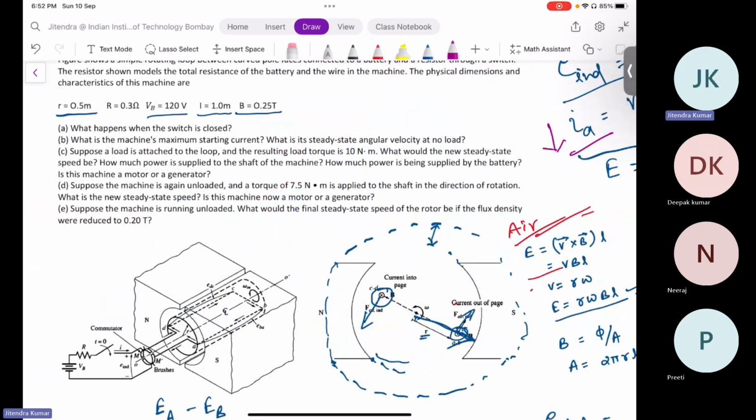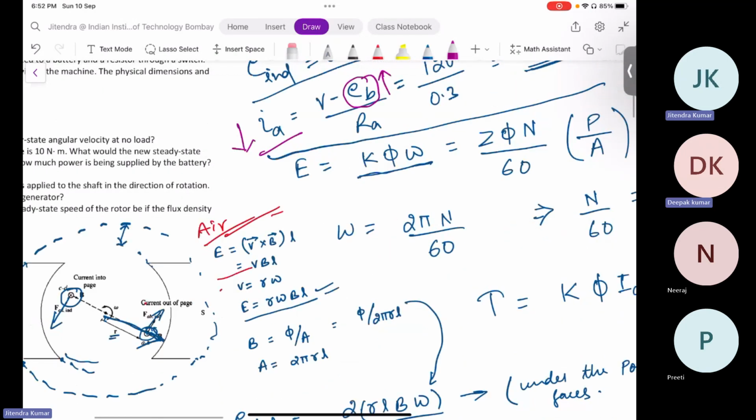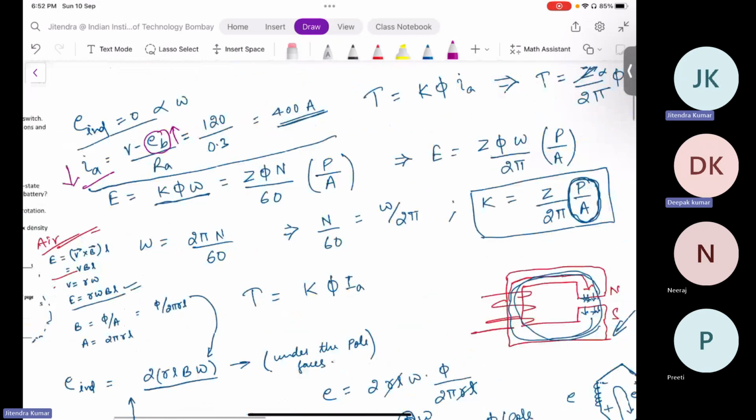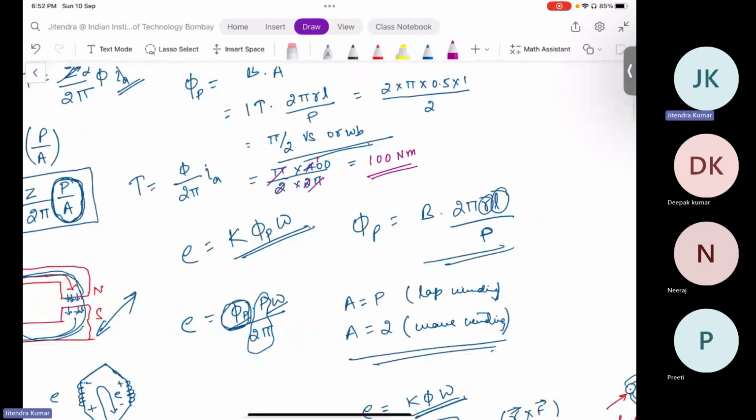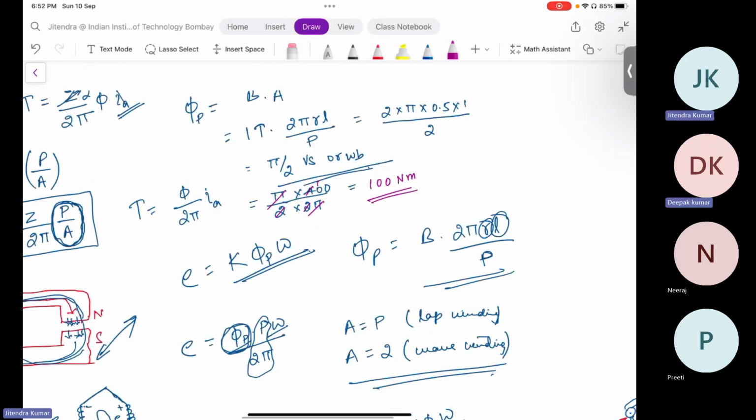Now, sir, I got torque equal to 200. Why? There might be some factor of two that either I must have left or you must have left. So let me see. Sir, K is equal to 1 by pi. K is equal to 2 by pi. It should be right. K is equal to 2 by pi.